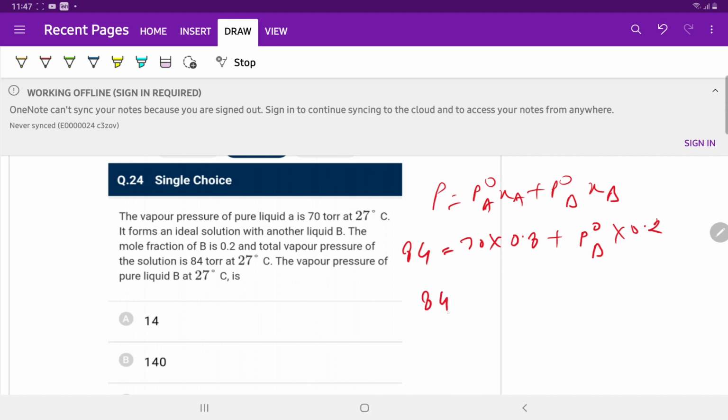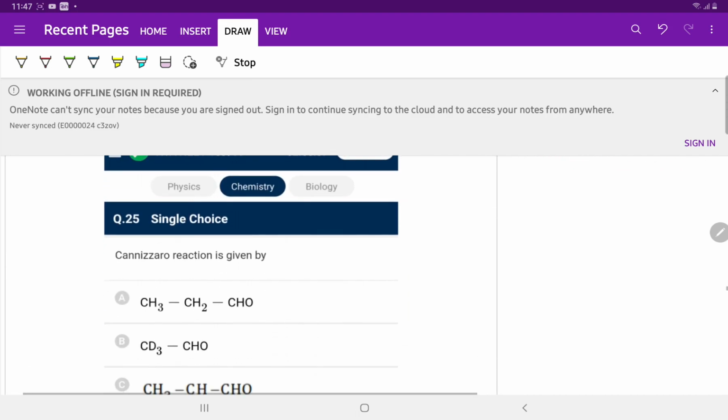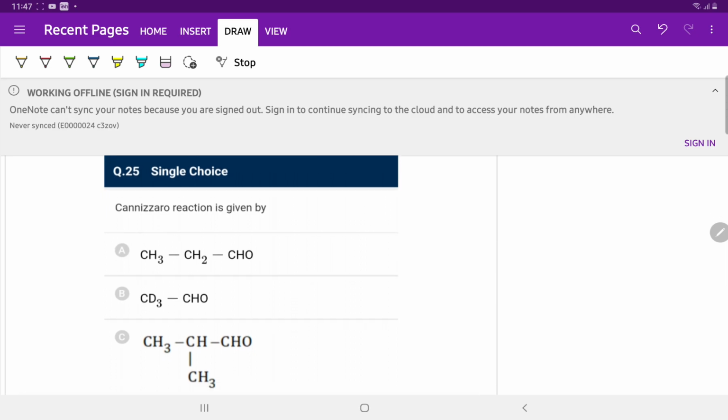84 is equal to 56 plus 0.2 P naught B. P naught B is equal to 28 upon 0.2, which is equal to 140 torr. Answer is B. We'll move to the next question. Question number 25. Cannizzaro reaction is given by.